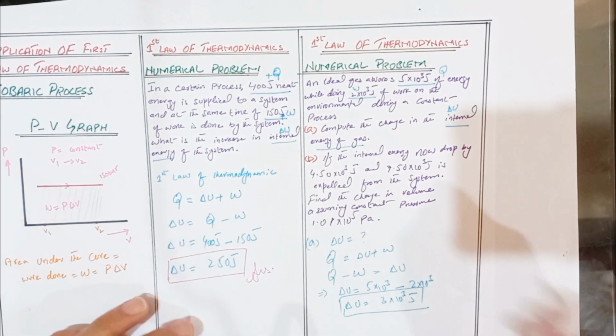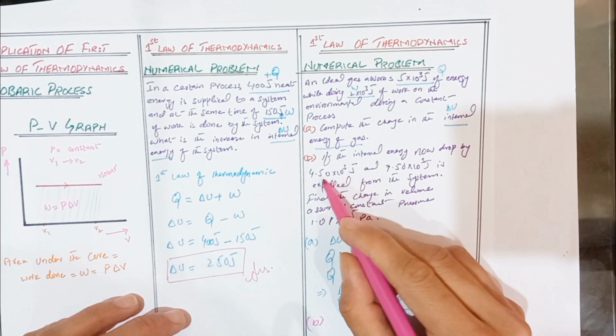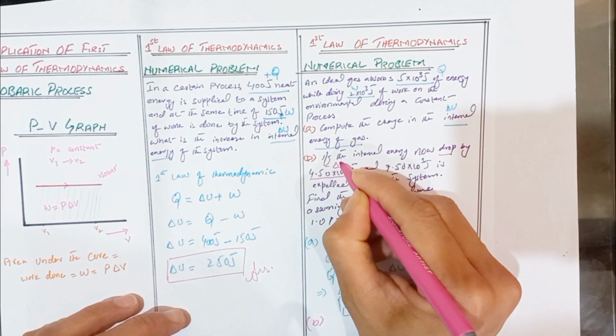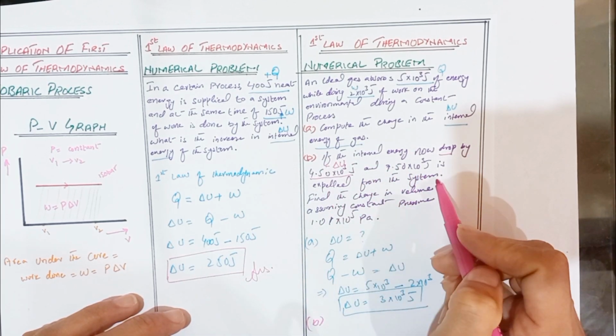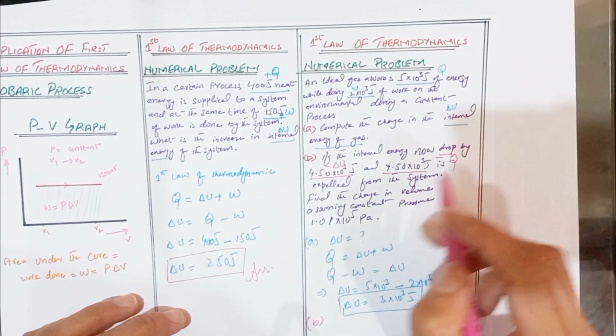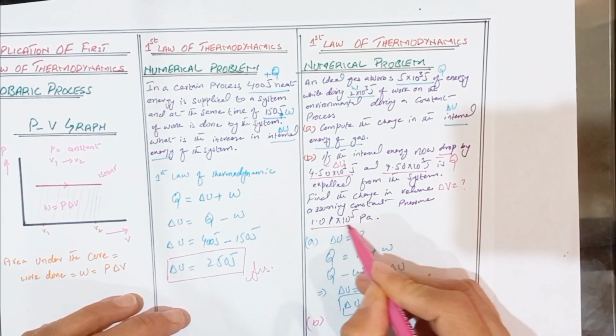Now we find the B part. In B part, the internal energy now drops by 4.50×10^3 joule, so the internal energy will take the minus, and 7.50×10^3 joule is expelled from the system. Then this heat energy is expelled from the system, so it takes minus. Find the change in volume.